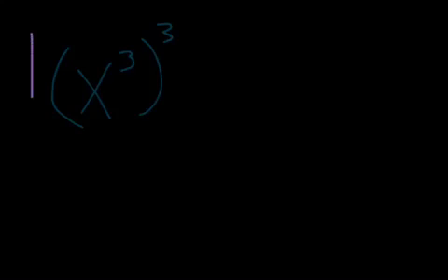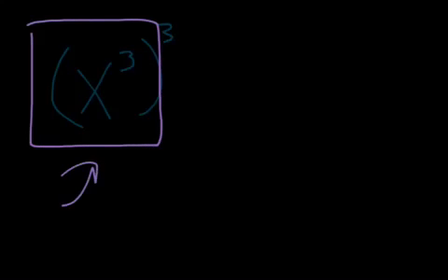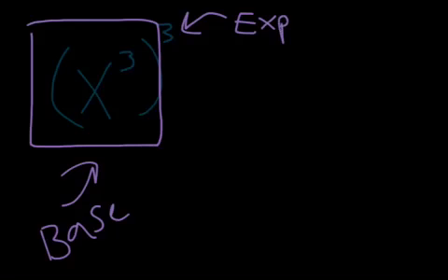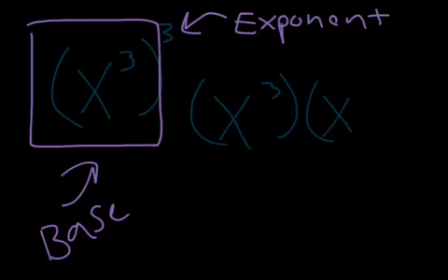But what would that look like if we had x to the third raised to the third power? Well, now our base is our x to the third, and our exponent is 3. So we're going to write our x to the third multiplied 3 times.